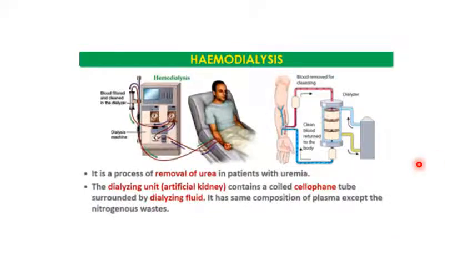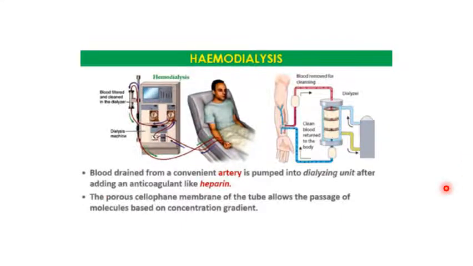So people who suffer from these diseases generally have to undergo hemodialysis. Here, urea is removed from the patients with uremia. The dialysing unit or the artificial kidney contains a coiled cellophane tube which is surrounded by the dialysing fluid, and it has the same composition as plasma except the nitrogenous waste. So because of this, the nitrogenous waste are absent in the dialysis fluid, so they will immediately come out from the person's blood.